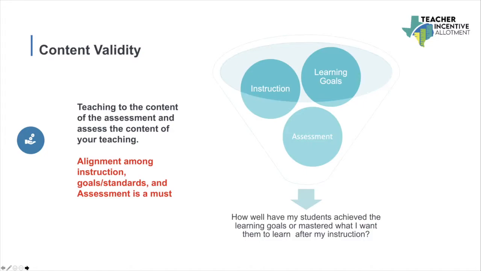Since for teacher incentive allotment, you want to create an assessment that can distinguish teachers whose teaching can result in the most student gains, alignment among standards, goals, teaching, and assessment is a must. Teaching to the content of the assessment and assessing the content of your teaching can ensure content validity. This also will make sure your assessment is free of bias as you teach all students the content of the assessment, regardless of who they are.